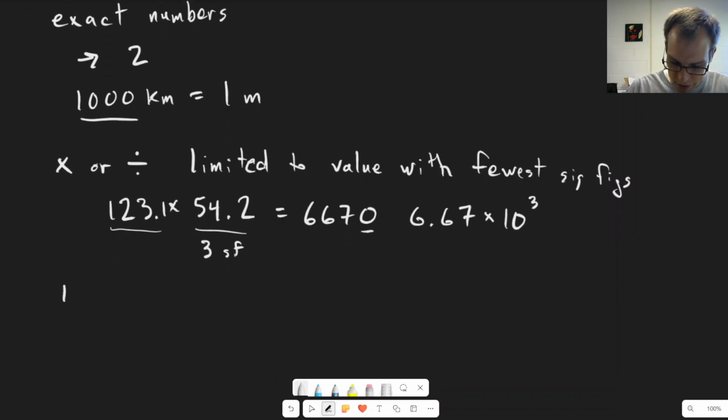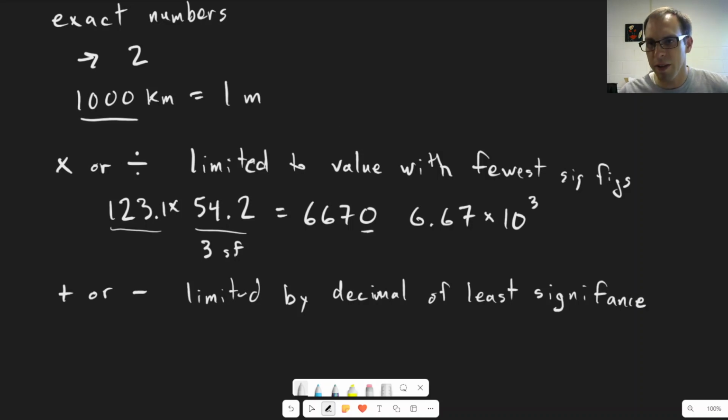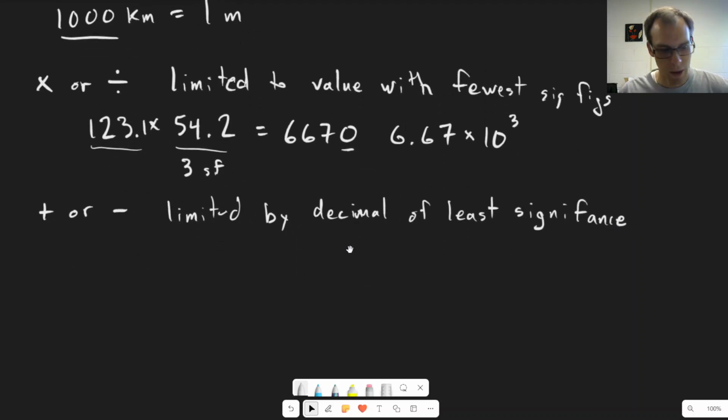For addition and subtraction, if we're doing either of those, it is limited by the decimal place of least significance. Basically, what's furthest to the left in terms of our decimal places. So here we can't just count the number of significant figures in the values that we're using. We have to think about the decimal places. So let's do an example here.